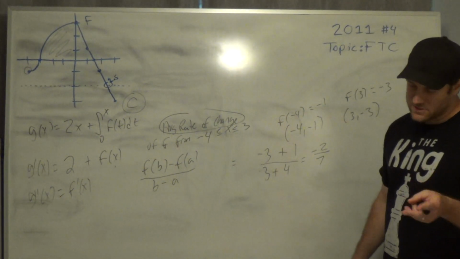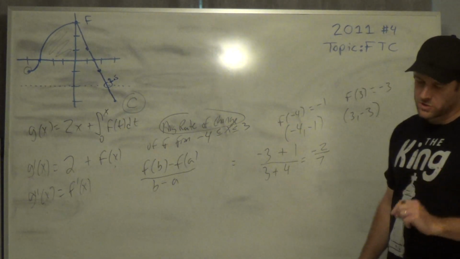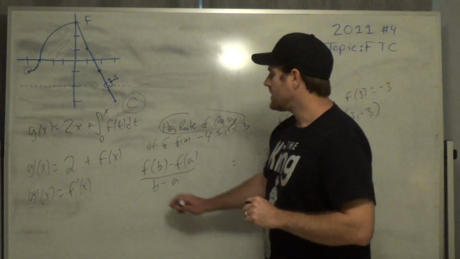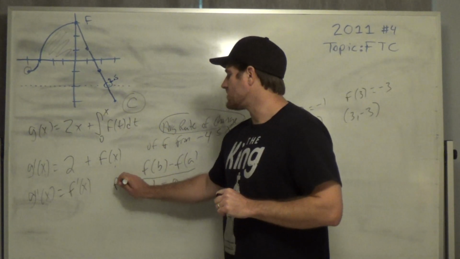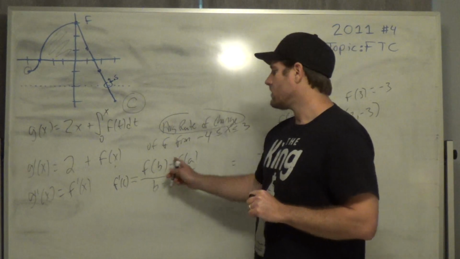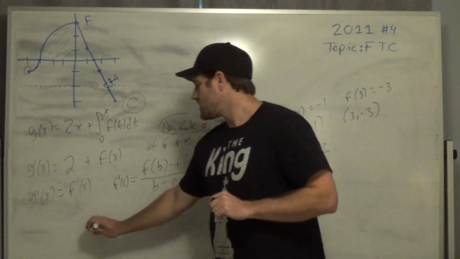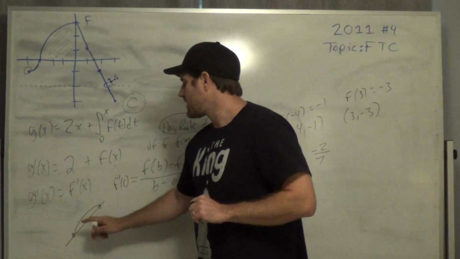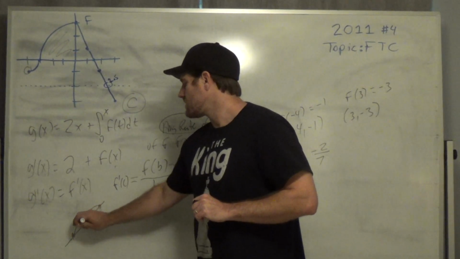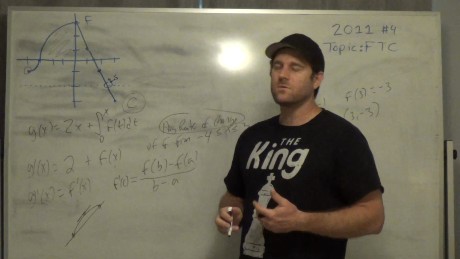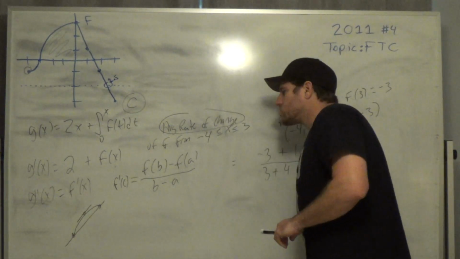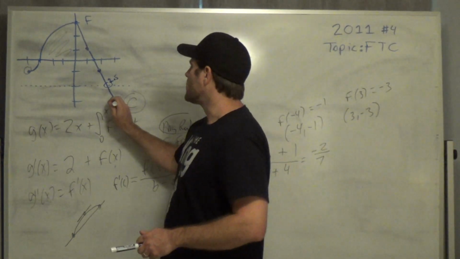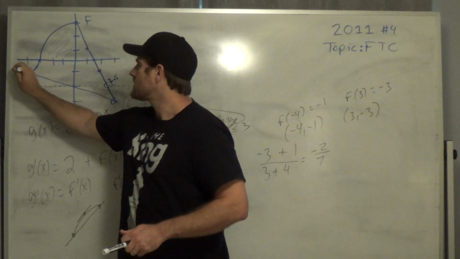The second part says, explain why this statement does not contradict the mean value theorem. Well, what does the mean value theorem state? It states that f prime c would have to equal this. In other words, remember mean value theorem, if we can find the slope through the endpoints, we're guaranteed somewhere between a and b, there will be some c where the slope is the same. So what did we find when we found the slope of negative 2 over 7? We found the slope of this.